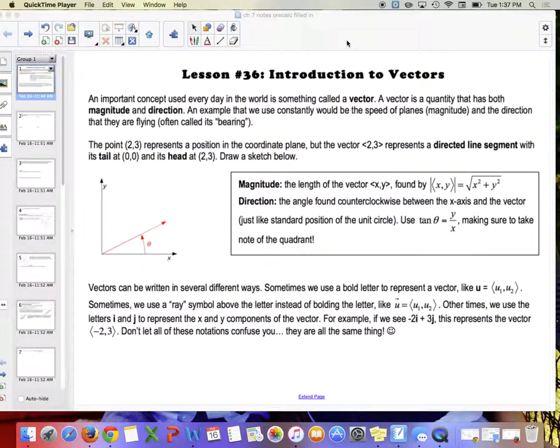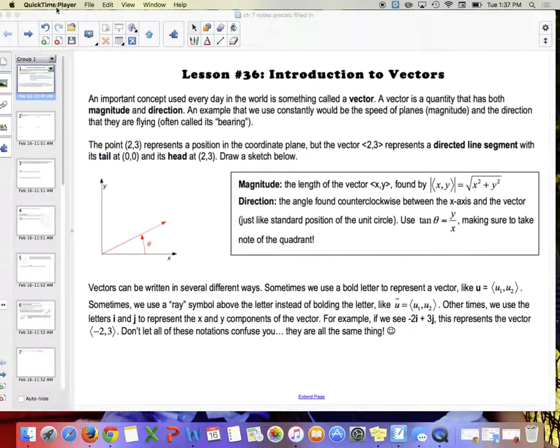Okay, so lesson 36 is on vectors. It starts out pretty basic. We're just doing a little introduction today. A vector is something that has both what we call magnitude and direction. Sometimes we call it a directed line segment. It has a certain length to it, that's the magnitude, and a direction. So it's going to point in a certain direction.